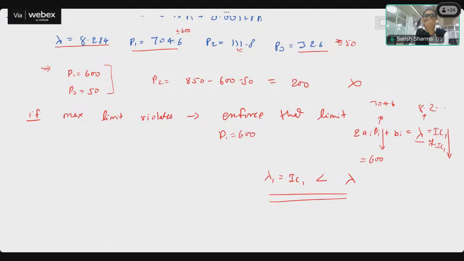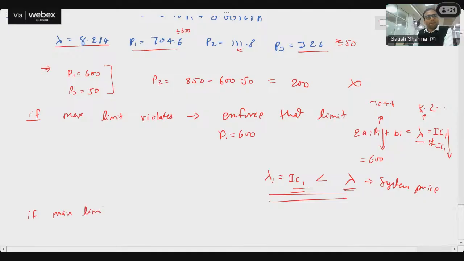Now, what happens here is basically, this is clear that this is a cheaper generator. Its incremental cost is very much less than the system price, or the lambda. I'm calling it system price. So if it is very much less than this value, it should produce the maximum power output, and that is equal to 600.